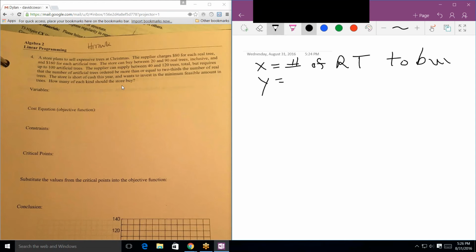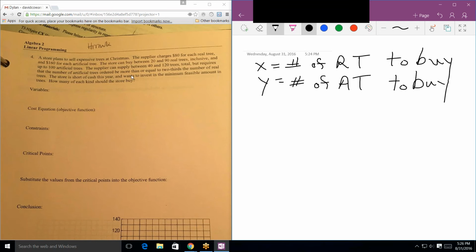And notice that a variable is never going to be a cost, because they give you the cost in the problem. A variable is always going to be something that they don't give you. That's what you're trying to figure out. That's why it's a variable.